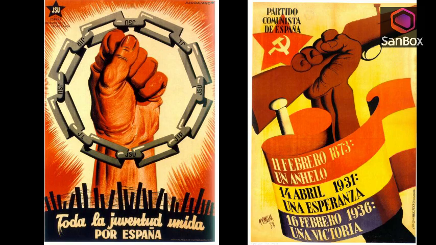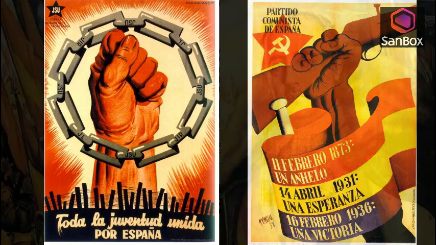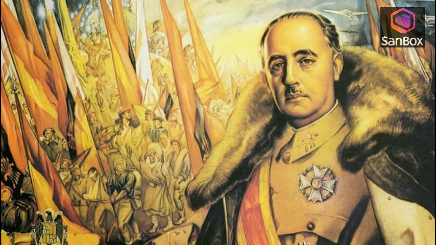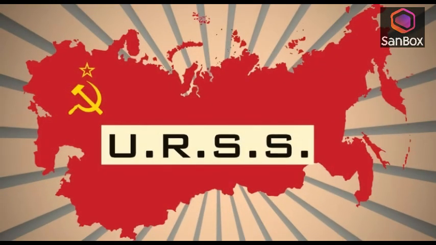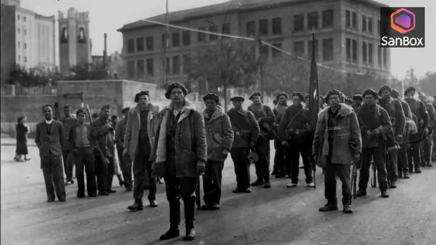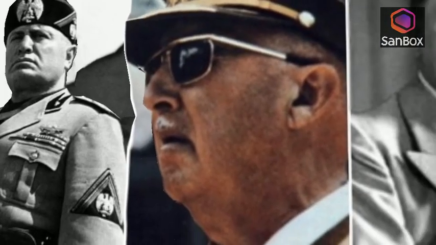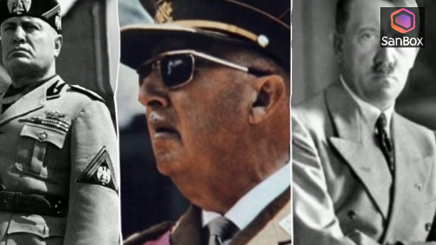The Republican side was supported by leftist parties, anarchists, and communists, while the nationalist side received support from conservatives, monarchists, and fascists. Internationally, the Republicans were aided by the Soviet Union and the international brigades, while the nationalists were supported by Nazi Germany and fascist Italy.